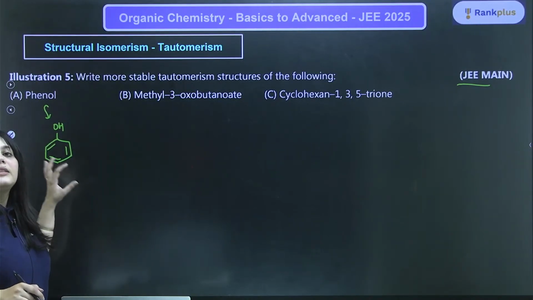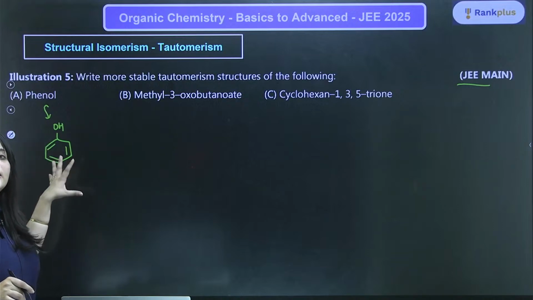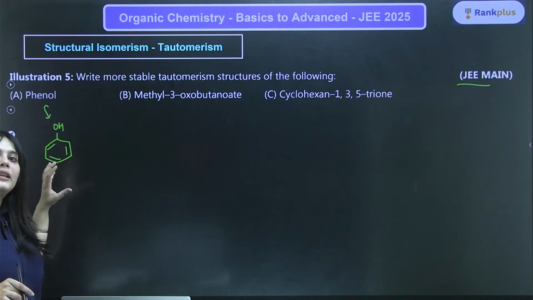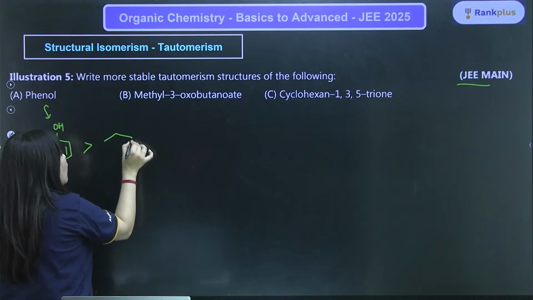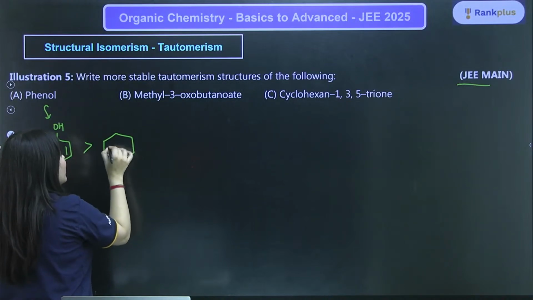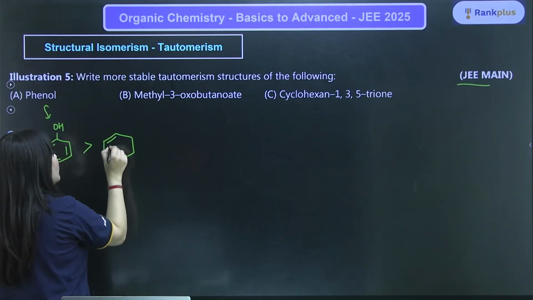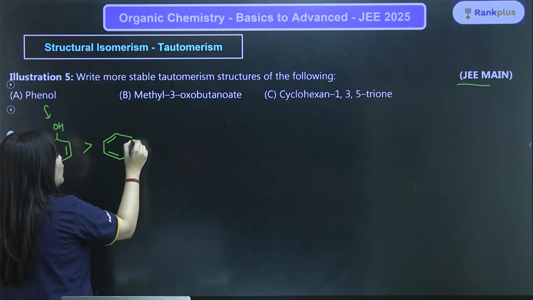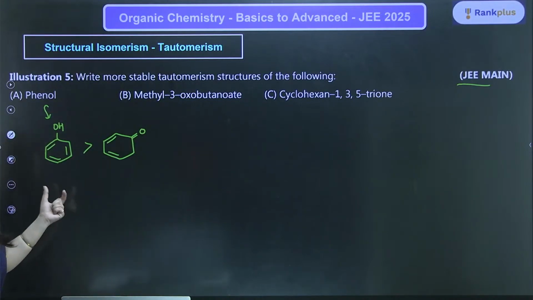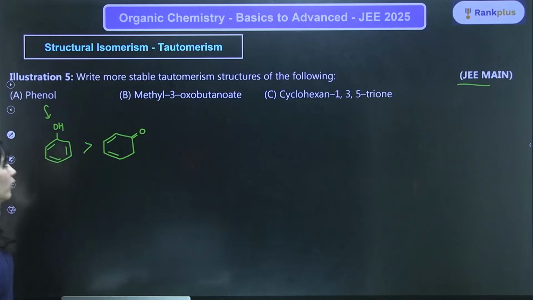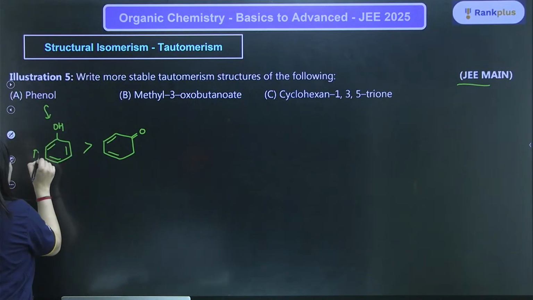Why? Because it has the aromatization character in it. The more aromatic the compound, the more stable it is. So, the enol form is more stable than its keto counterpart. What is the keto counterpart? The keto counterpart looks somewhat like this. This is the keto counterpart. So, the enol form is more stable in the A option. I already know that.